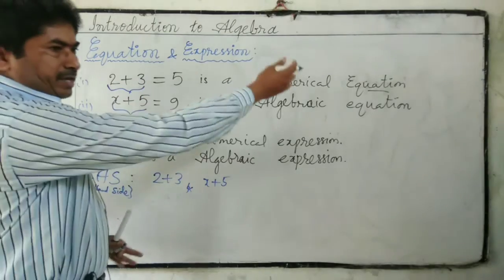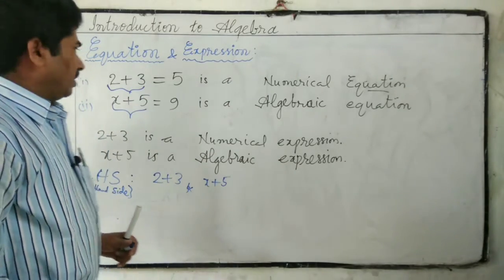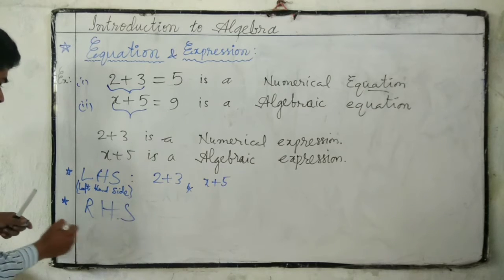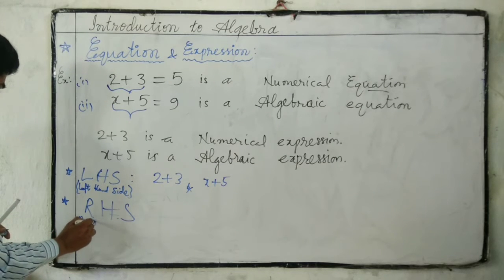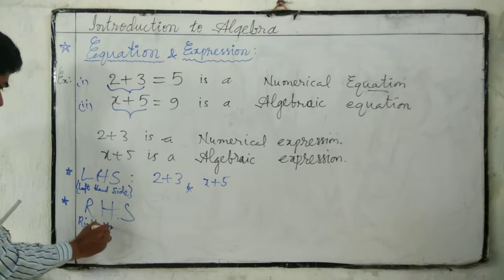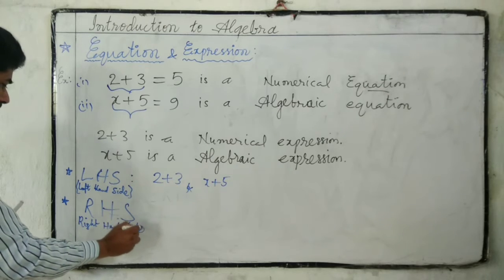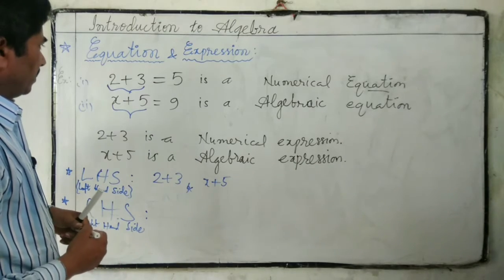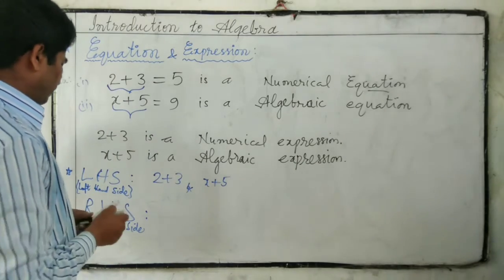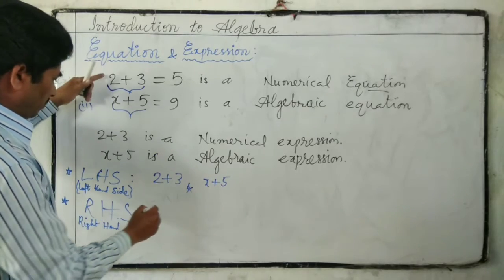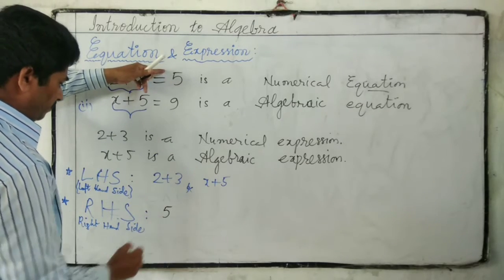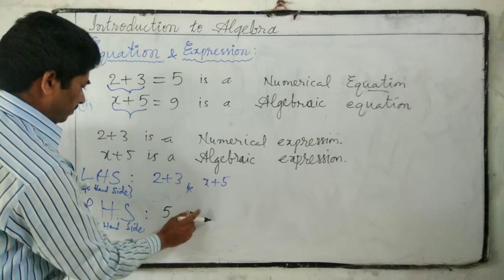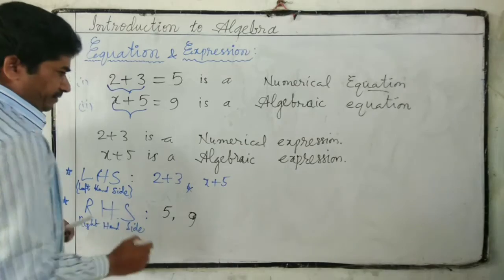Right of the equal sign is called RHS, right hand side. In these equations, the RHS is 5 in the first, and in the second equation, 9. These are RHS.